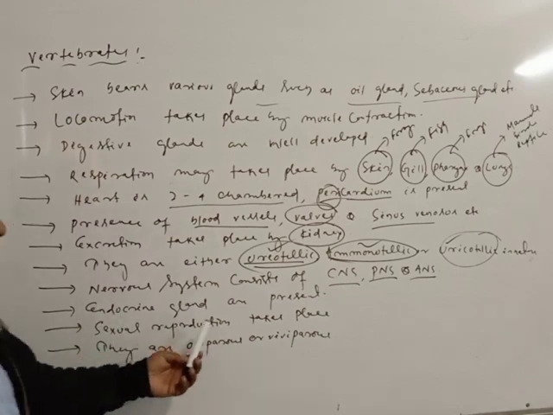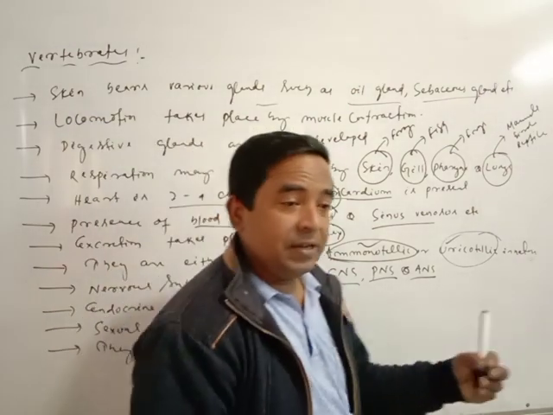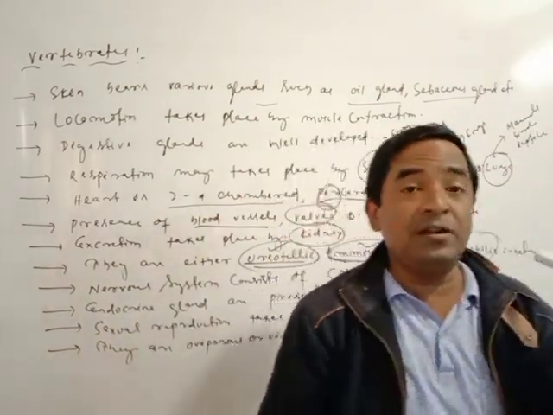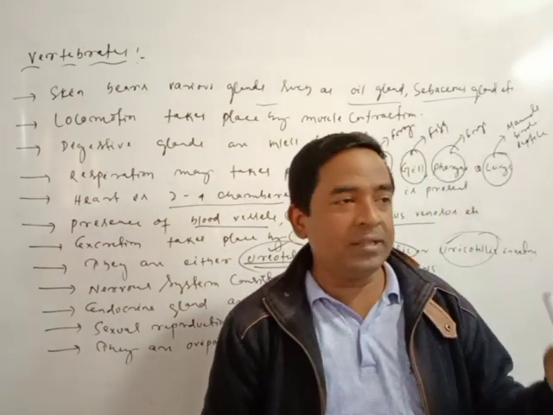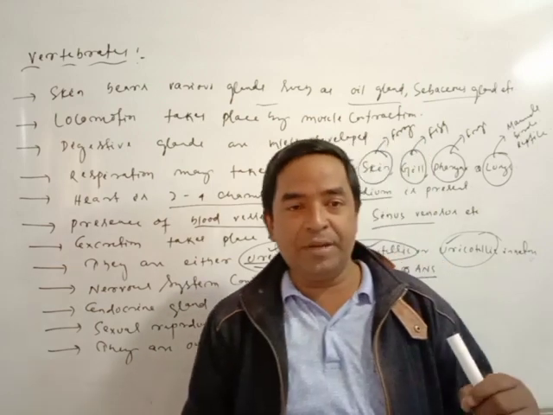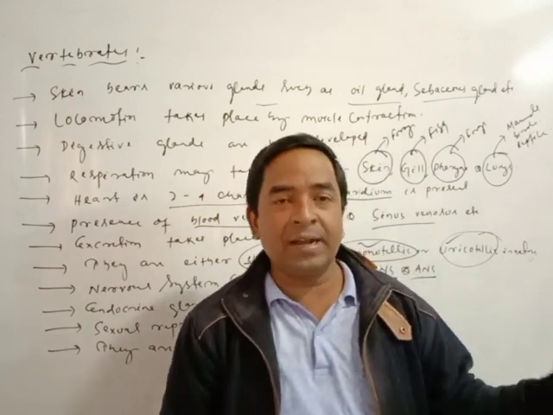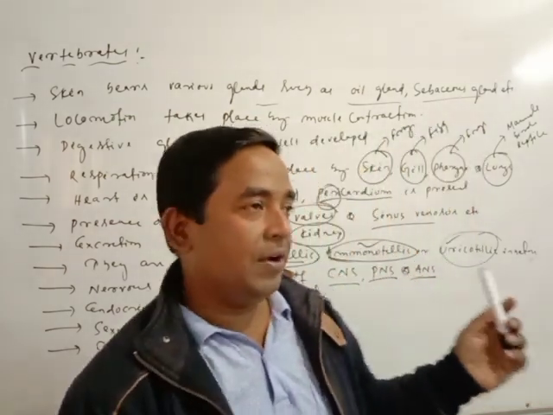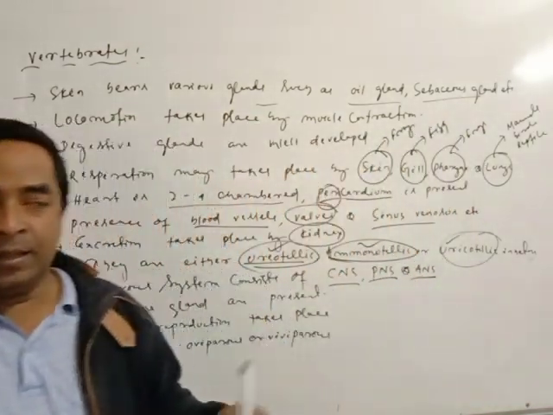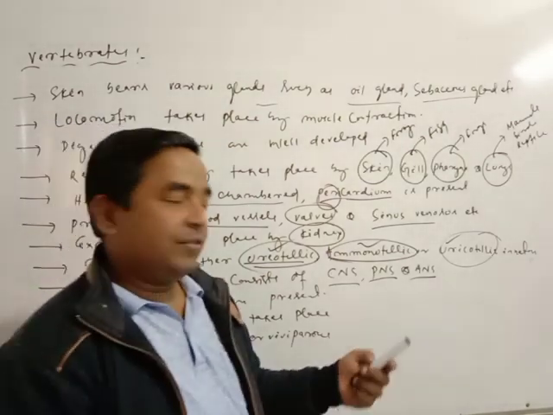Now, endocrine glands are present. These are also called ductless glands. Without duct, they pour their hormones into the bloodstream and they reach the target organs. It includes pituitary, hypothalamus, thyroid, parathyroid, adrenal, pancreas, etc.